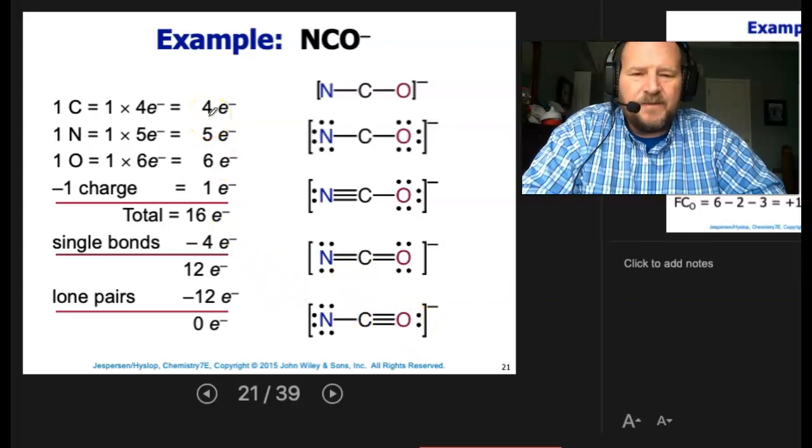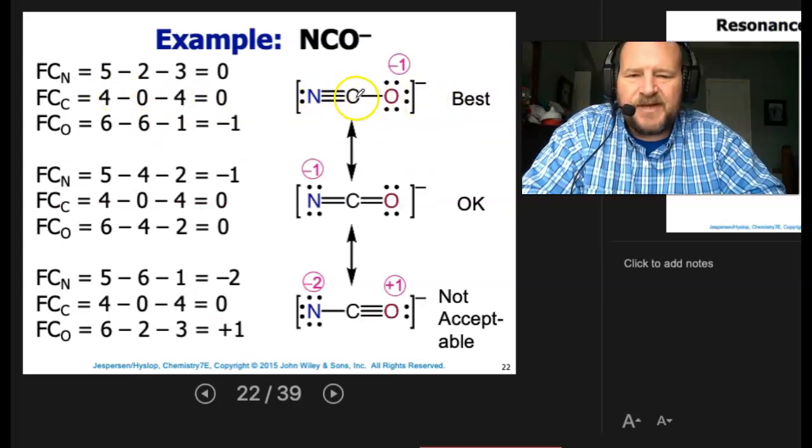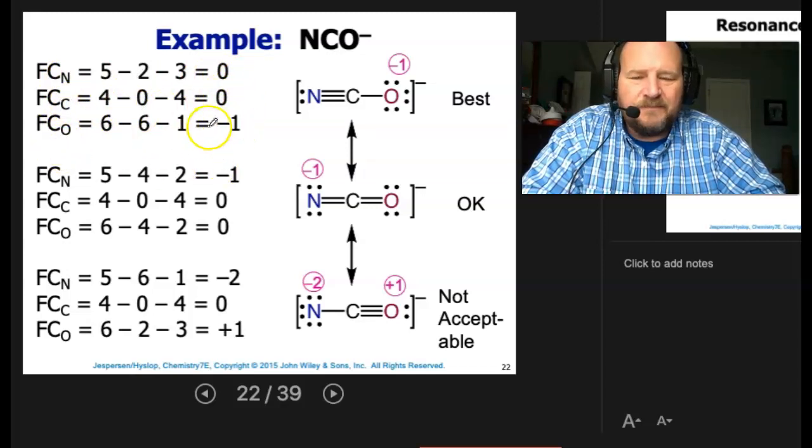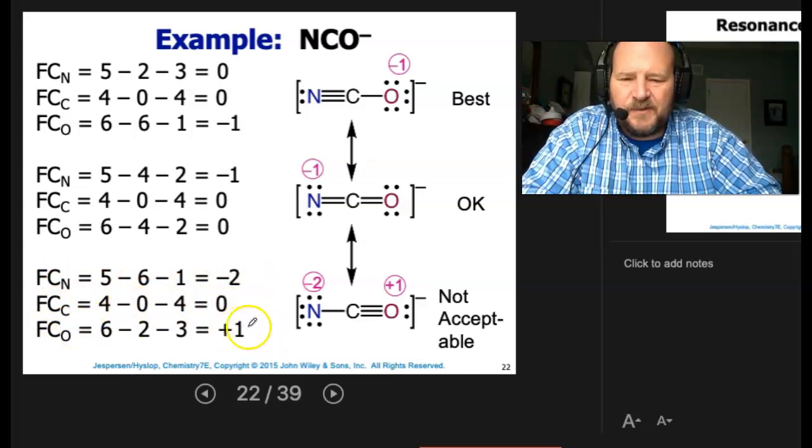Now, what are going to be our possible structures? Well, if we look at formal charges, for this first case, we get nitrogen 0, carbon 0, oxygen -1. In our second one, we have nitrogen with the -1, carbon with 0, oxygen with 0. In our last one, we have nitrogen with a -2, carbon with 0, oxygen with a +1.